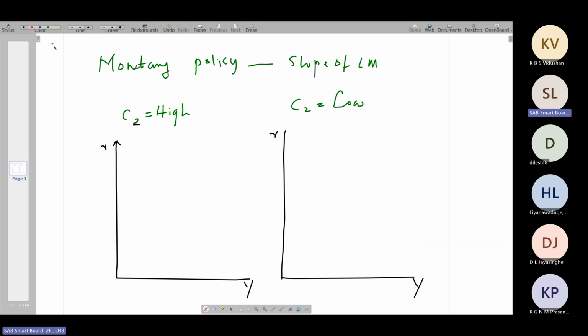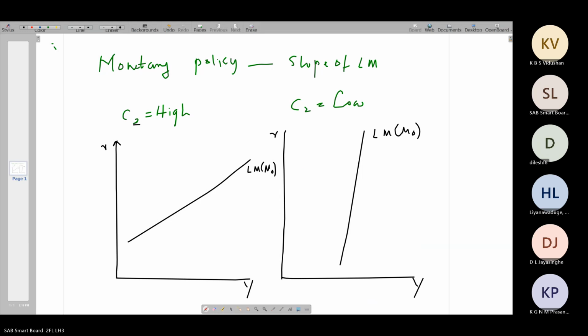C2 high means what is the slope of the LM curve? C2 high. Now here C2 high, we have the flatter LM curve. So this is LM0. And here we have the steeper, C2 low. And we draw the normal IS curve, right?